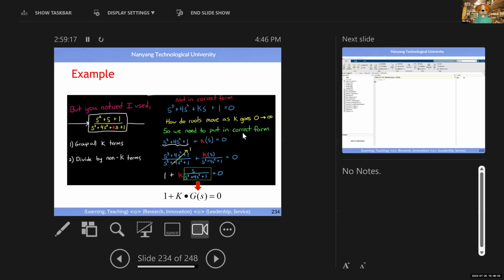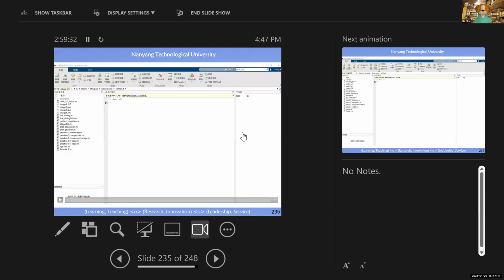This is an example. K is here. Then you lump all the terms which do not belong to K together, and divide both sides by this. You have 1 plus K times this. Then this is the equivalent G(s), right? Then K becomes the design parameter. So how to draw the root locus? In the old days, you must learn a lot of rules and draw manually. Today, you have MATLAB: in a fraction of a second, you can come out with the drawing of the root locus. You see, this is the key in the equivalent G(s), right?